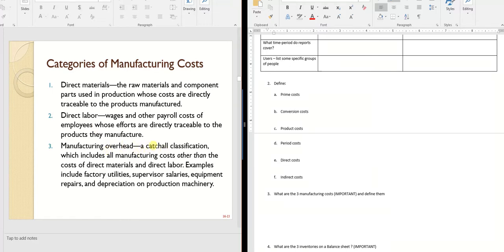And manufacturing overhead, this is important. It's just kind of a catch-all. So if you think of a building, a plant, okay? So picture yourself a plant that makes something. Every cost in that plant is a manufacturing cost.